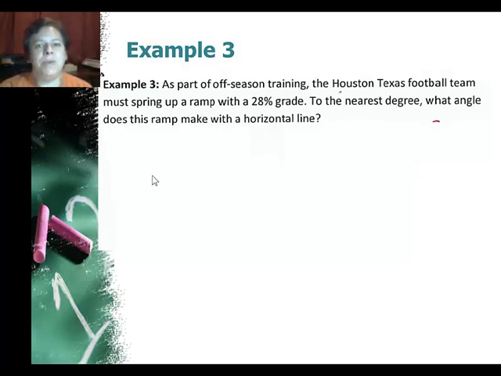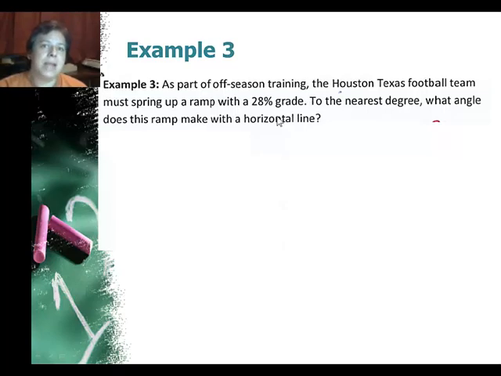In example 3, as part of off-season training, the Houston Texas football team is building a ramp, and it has a 28% grade. And they want to know to the nearest degree what angle does this ramp make with a horizontal line. When it says a percent grade, if you've ever been driving, I know here it's kind of flat, but if you've ever been driving on a steep mountain or been hiking on a steep mountain, you might see a percent grade sign on there.